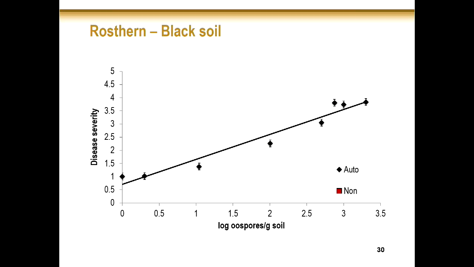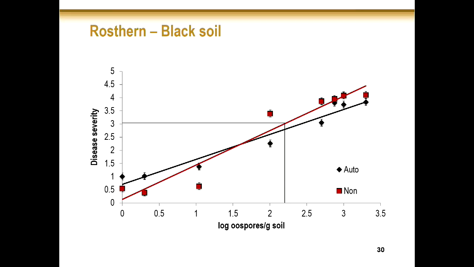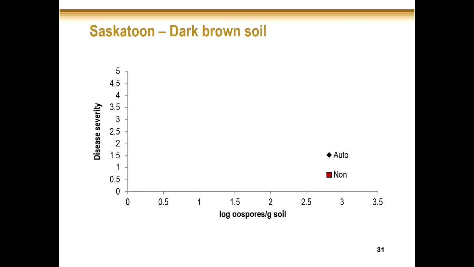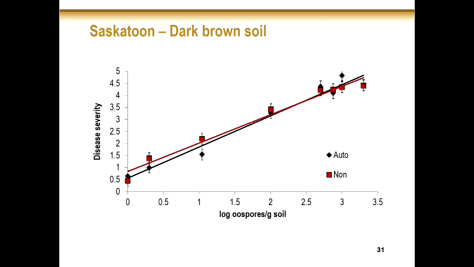And then we compare that with raw soil. It's got its full complement of microbes. How many oospores does it take? So we can see for the black soil that we get significant disease developing at a rating of 3 at between about 100 and 500 oospores per gram of soil. And for the black soils, it doesn't seem to matter whether you're looking at autoclaved soils or soils that have that full microbial complement. Okay, for the dark brown soils, again, we have our autoclaved, a nice linear relationship compared to the non-autoclaved raw soils, very much the same relationship. Here we get significant disease occurring at about 100 oospores per gram of soil.